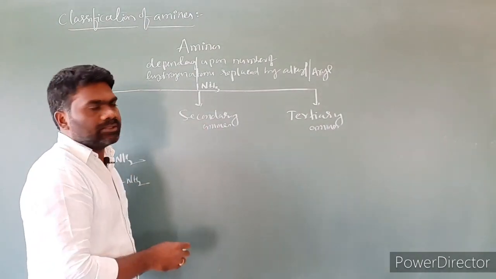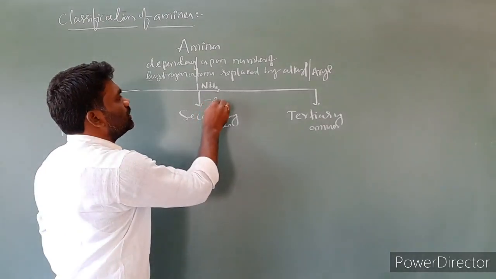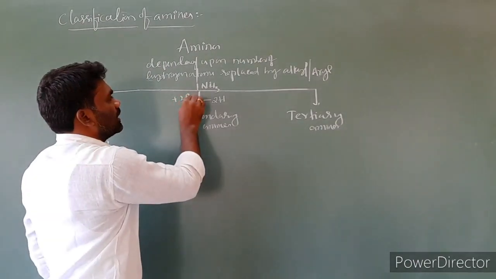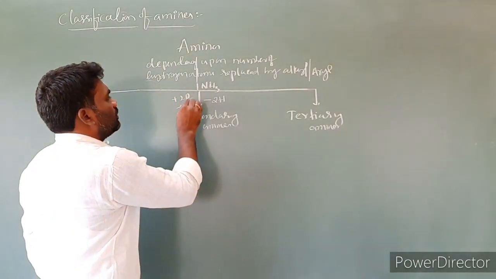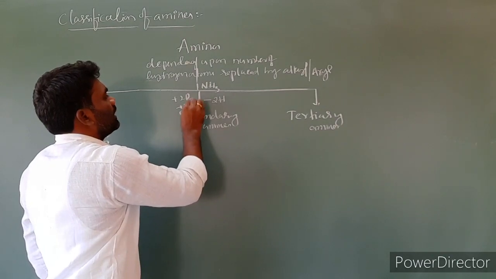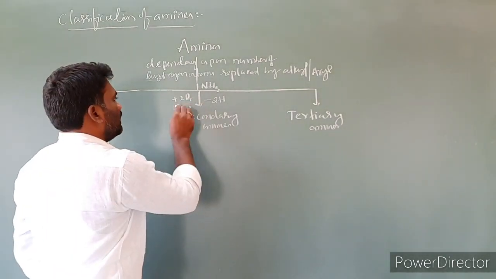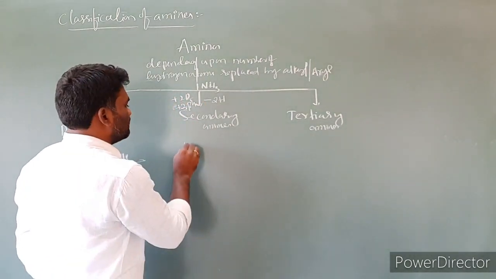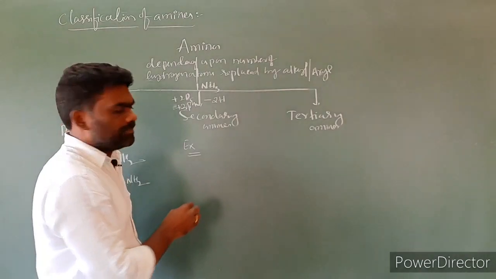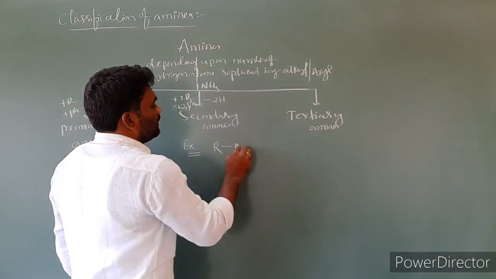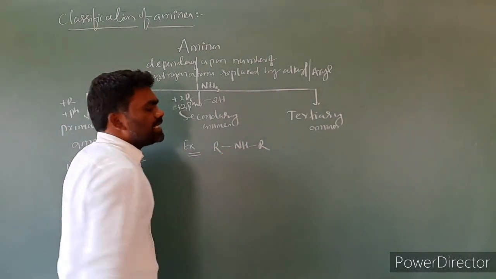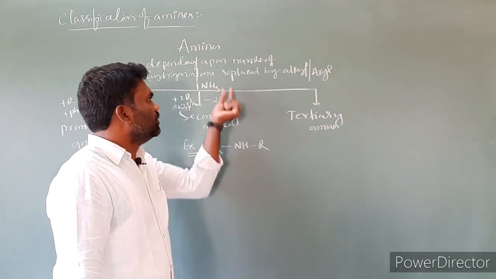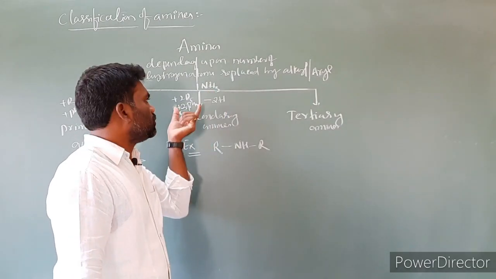Then secondary amines. How do we get the secondary amines? By replacing two hydrogens by two alkyl groups, or two aryl groups, or one alkyl and one aryl. Let us take some examples. I'm taking RNHR. This is an example of a secondary amine. Only one hydrogen is attached to the nitrogen, which means two hydrogens are replaced by two alkyl groups.